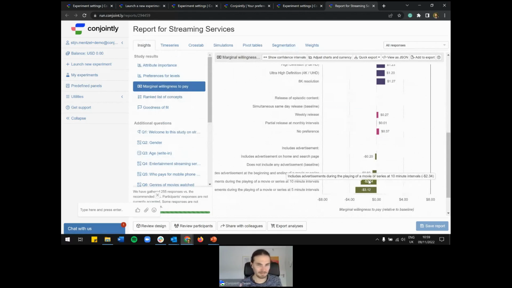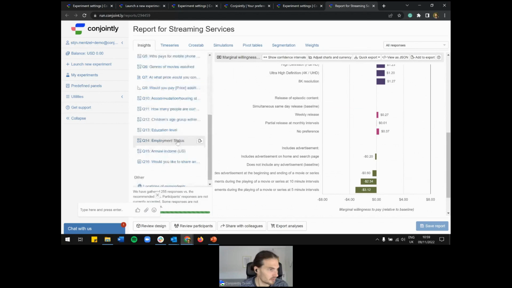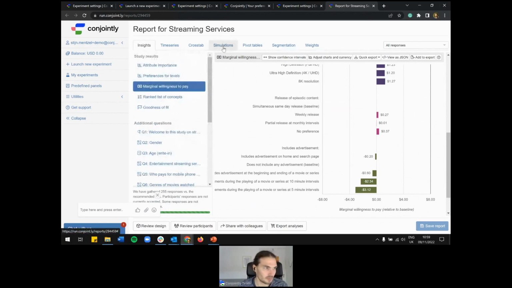So instead of looking at it from one direction, we're already looking at two directions. We have an idea that probably people are willing to pay roughly between $2 and $3.50 to not have invasive ads. So in case anybody from Netflix is joining, please feel free to use that data freely. We got our simulations tab.